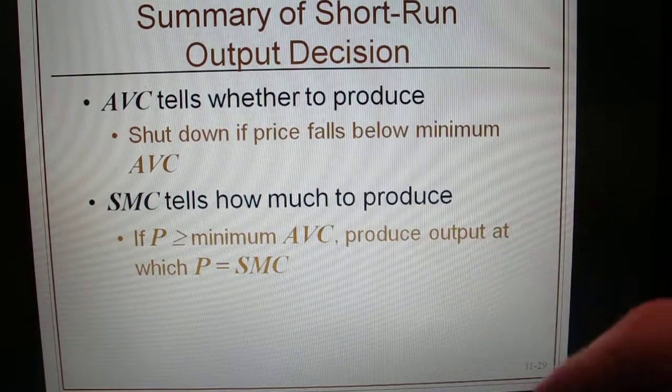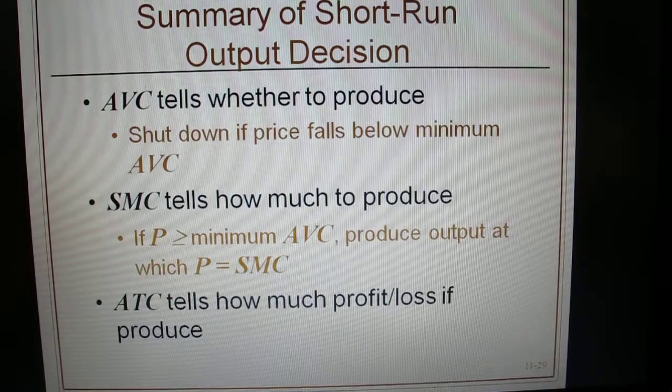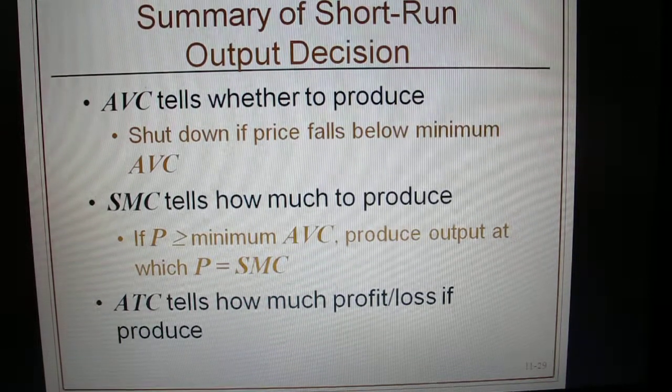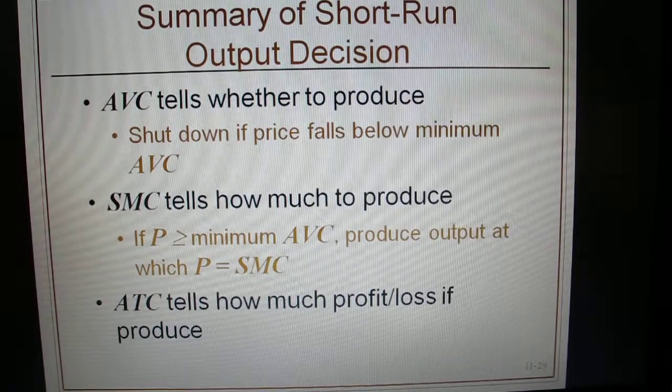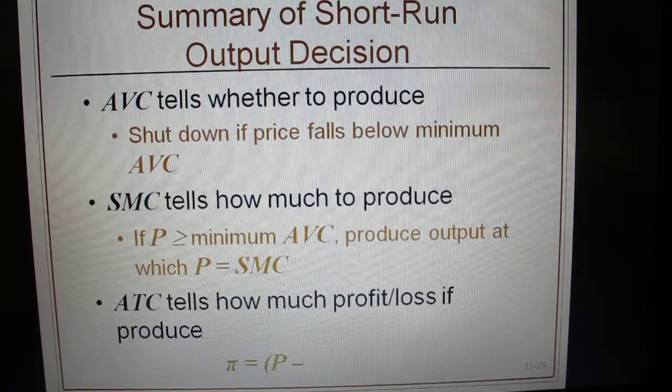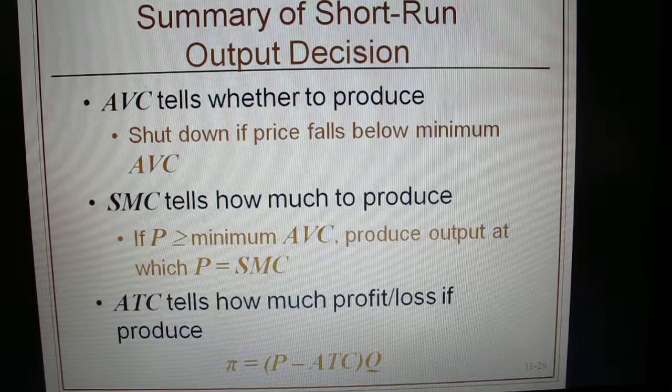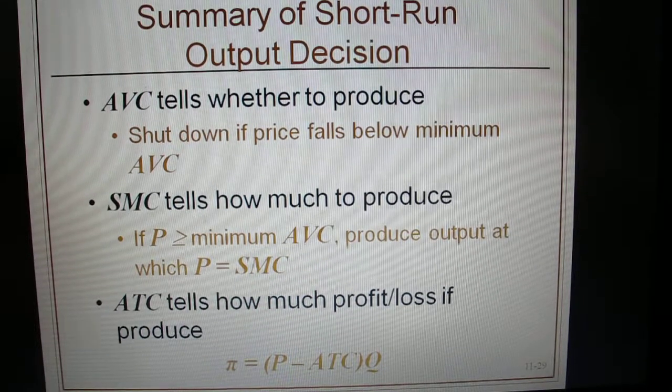So it's been the same since Chapter 3. Average total cost tells us just how much profit or loss we have if we do decide to produce. And that can be found through profit equaling price less your average total cost multiplied by your quantity.